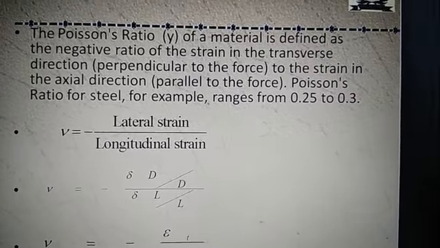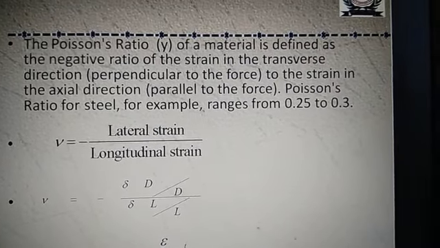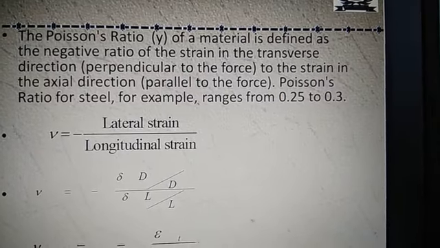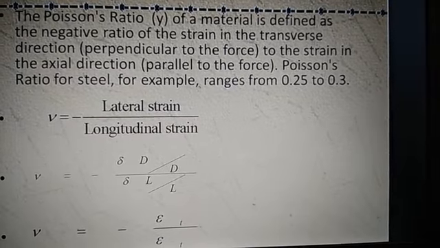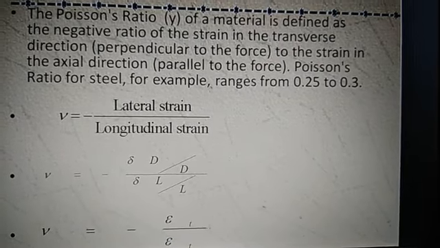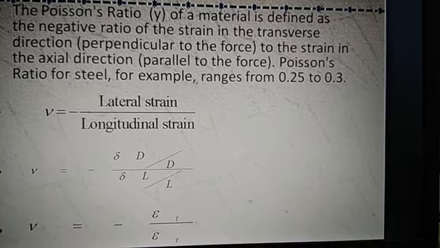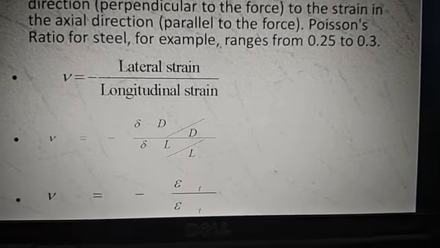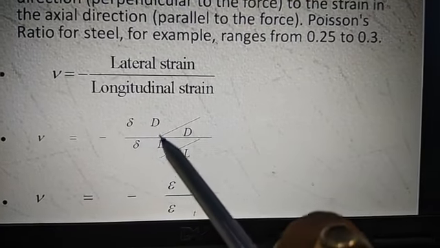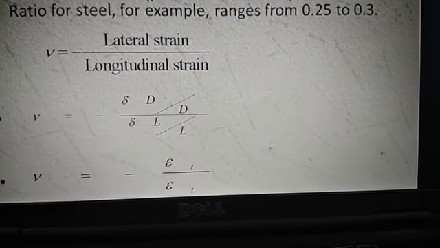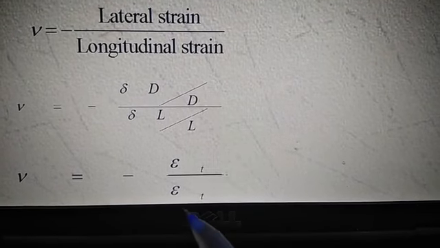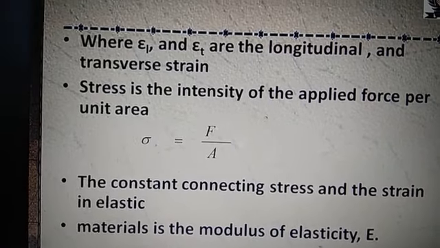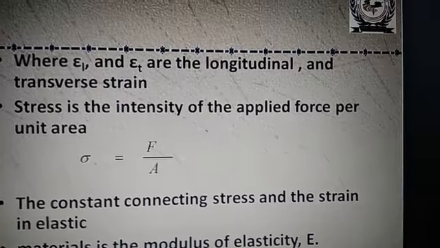Poisson's ratio of a material is defined as the negative ratio of the strain in the transverse direction, that is perpendicular to the force, to the strain in the axial direction, that is parallel to the force. So this is the ratio of negative lateral strain upon longitudinal strain. For example, the Poisson's ratio for steel ranges from 0.25 to 0.3, and this ratio is given by minus delta D upon D divided by delta L upon L, or epsilon T upon epsilon L, where epsilon L and epsilon T are the longitudinal and transverse strain.